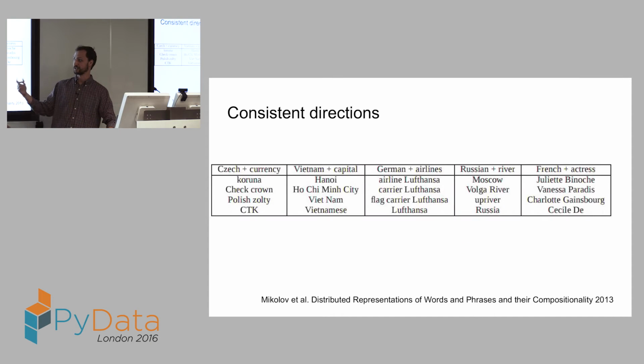There are many more directions you can try. For example, you start with a country and add a vector for currency. Czech plus currency gives you the Czech currency, koruna. That's really cool. Or Vietnam and then capital gives you big cities in Vietnam: Hanoi and Ho Chi Minh City. German airlines gives Lufthansa. Russian river gives Moscow, which is a big river in Russia, and Volga as well. I don't know how accurate the French one is. Maybe it is. Is anybody French? Can you tell me?